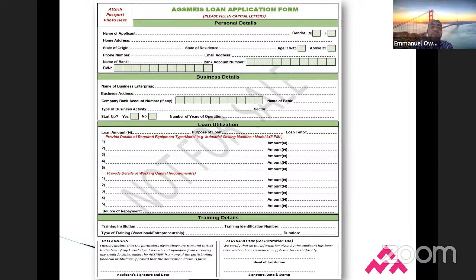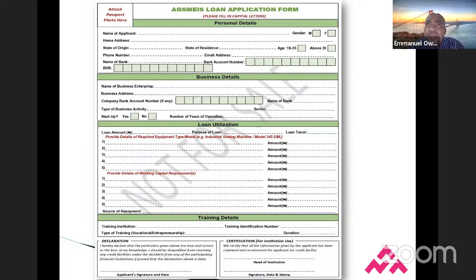Business details, it is important for anybody. The loan is being given to you in your personal capacity, but it's expected that as somebody who is trying to access a loan of 10 million, the person should have a business vehicle, a vehicle that can be used to process things. So that is why it's recommended that everybody must have a company account.